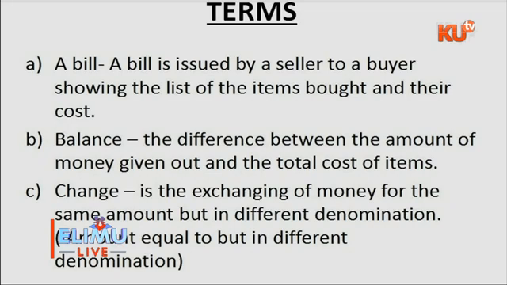Number three, we have what we call change. Change is the exchanging of money for the same amount of money, but in different denomination. So that means it is an amount equal to, but in different denomination. For example, I have a 100 shillings note, and I'm given maybe five 20 shillings notes. So that amount is equivalent. It's only that the denominations are different. So remember, our currency, or the money, exists in two denominations, that is in note form and also in coin. So the moment you exchange, you get the same amount of money but in different denomination. That is what we call change. So those are some of the terms that you're going to come across as we deal with this subtopic, bills.